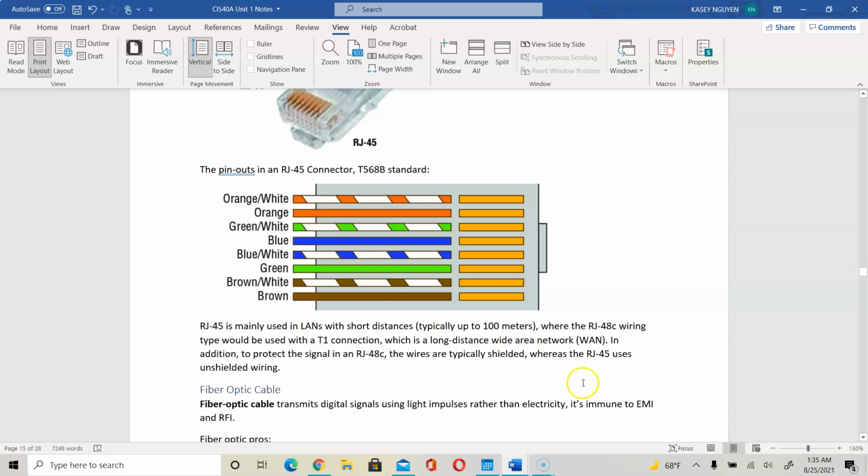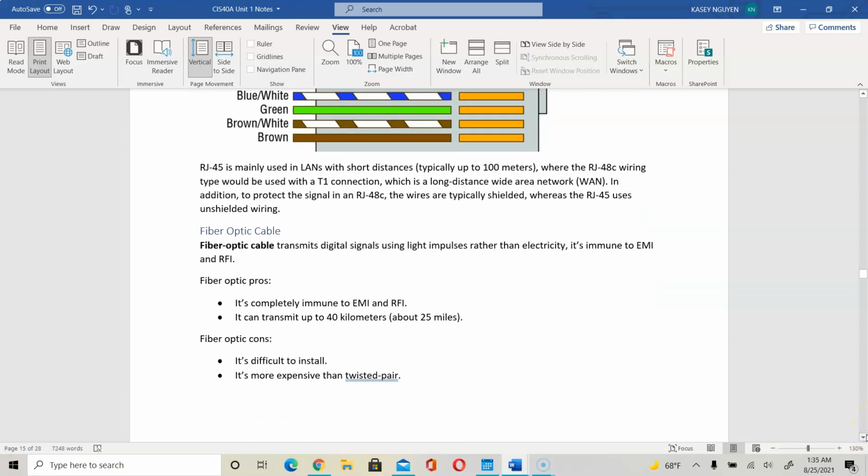Next, I'm going to talk about fiber optic cable. Currently, fiber optic is the fastest medium that is available for networks. It uses light rather than electrical signal. The benefits of fiber optic would be that it is immune to interference and it can transmit much farther, about 25 miles.